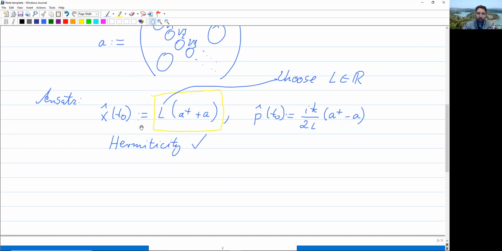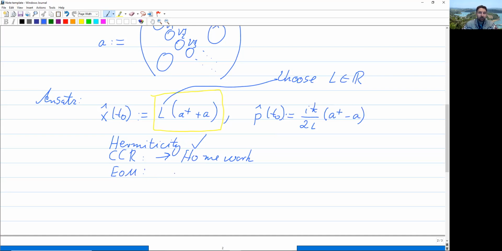What about the canonical commutation relations? Well, you have to plug it in, and I leave it to you as an exercise to show that with these prefactors, an L here and the i h bar over 2L, the commutation relations actually come out fine. So CCR, this is homework.